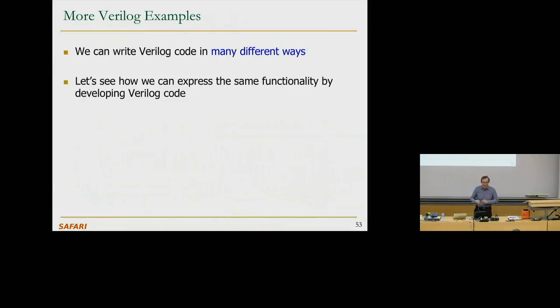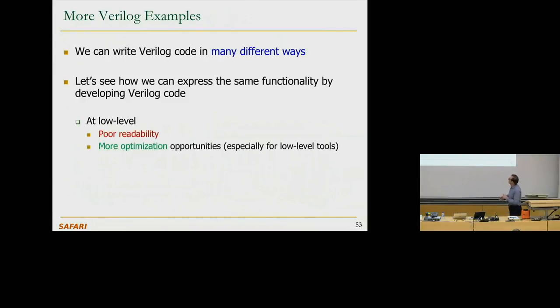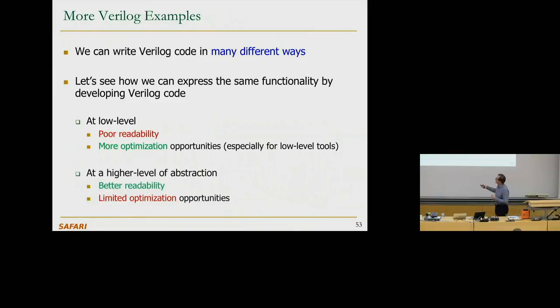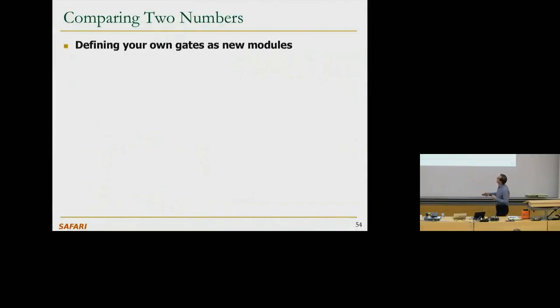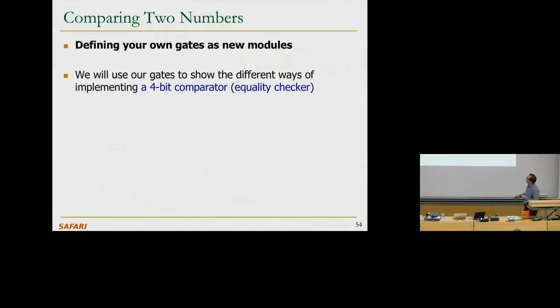You can write Verilog code in many different ways. Some of it is readable, some of it is unreadable. So at the very low level, you have poor readability, but you get more optimization opportunities, especially for low-level tools sometimes. But sometimes, at a higher level, you have better readability and limited optimization opportunities. So let's take a look at readability a little bit.